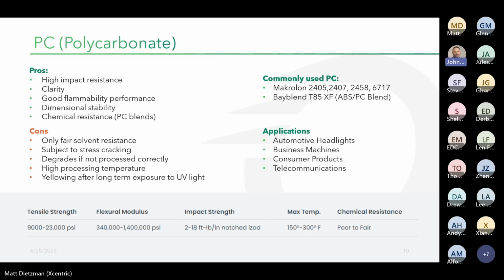Some common materials that we have in the top right, more of the Makrolons, 2405, 2407, 2458. There are medical grades as well. Then we list some of the blends, which is the PC/ABS blend that Quick Parts offers, the T85. But you're going to find PC in automotive headlights.